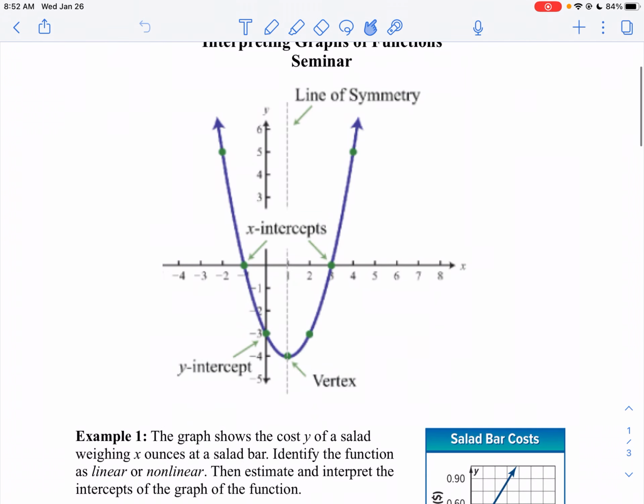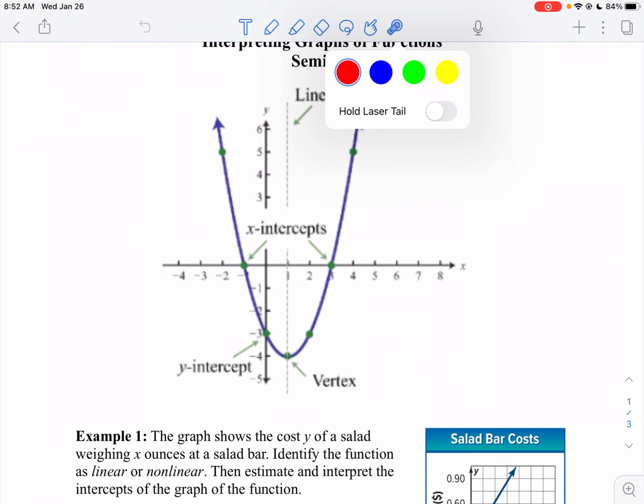We'll get started here. An intercept is where a graph crosses an axis. Where it crosses the x-axis, that's our x-intercept. Where the line crosses the y-axis, that's our y-intercept.